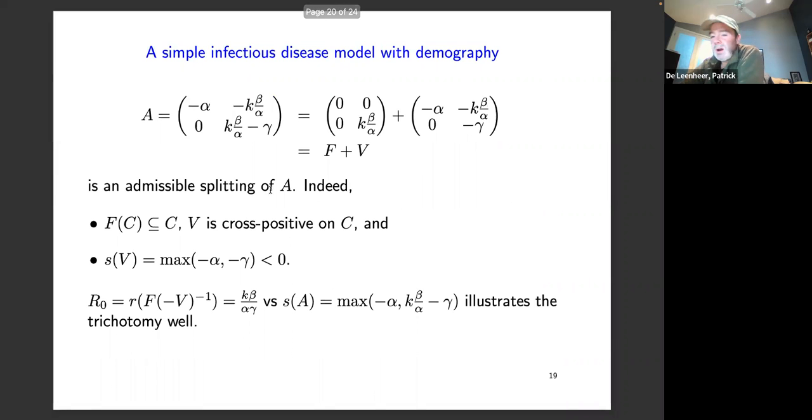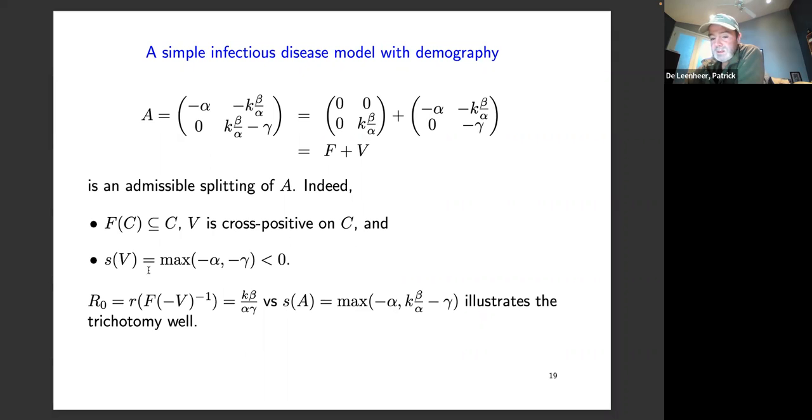Okay, so now I can say, maybe I can split it in 2 terms, F plus V. Well, here's one way. F and V have to satisfy these conditions. F has to preserve the cone, so if I apply this matrix to anything in the second quadrant, I end up in the second quadrant. You can check this. V has to be cross-positive on the same cone. You can check that as well. And it has to be stable. Here you see it's triangular and the entries on the diagonal are negative, so obviously it's stable.